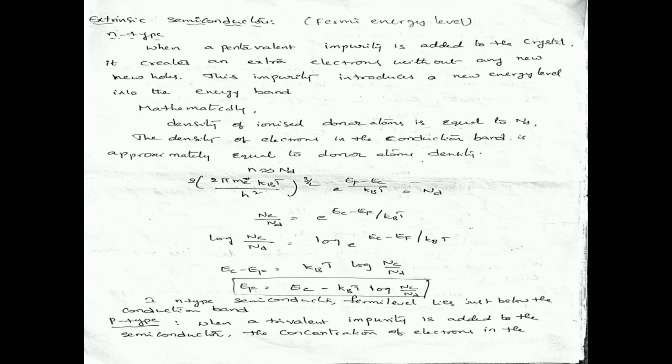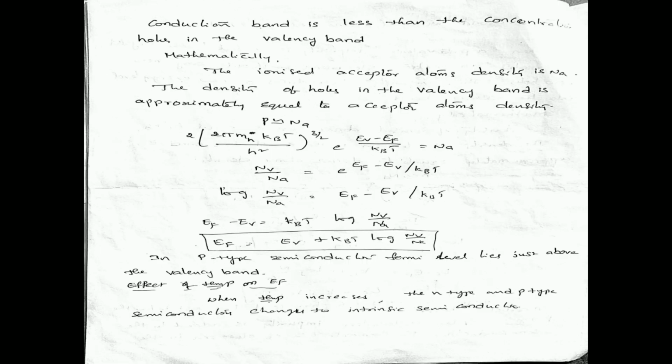From the above expression, we say that in n-type semiconductor, the Fermi level lies just below the conduction band. So next we go to p-type semiconductor. P-type semiconductor means we are adding trivalent impurities. That's why in p-type semiconductor holes are majority carriers. So the concentration of electrons in the conduction band is less than the concentration of holes in the valence band.